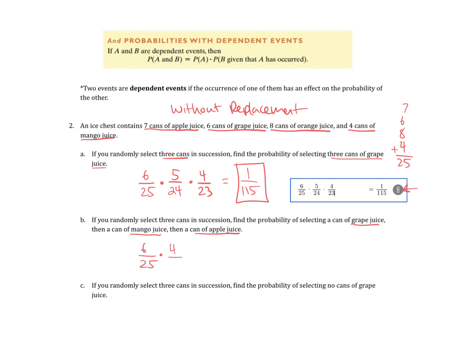But the total number of juices did go down by 1 because a grape juice was removed, so there's 24 total. And now we want the probability that we select a can of apple juice, given that a grape juice and a mango juice have been removed. So I have all my apple juices still. There are 7 of them, but my total number went down to 23. This gives us 7 out of 575.